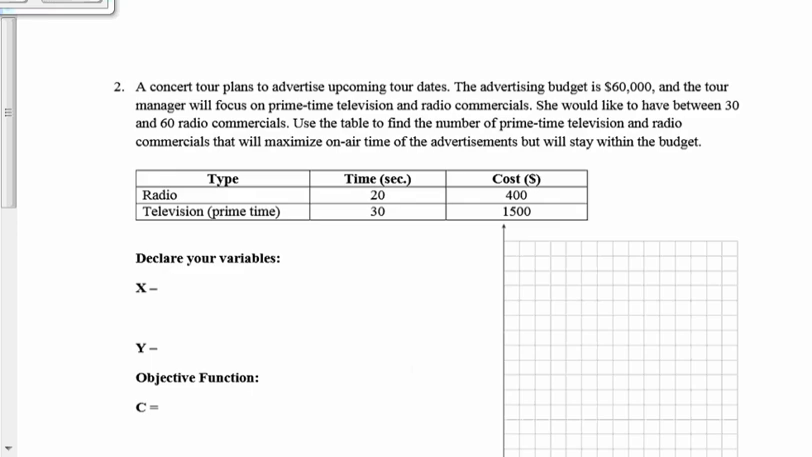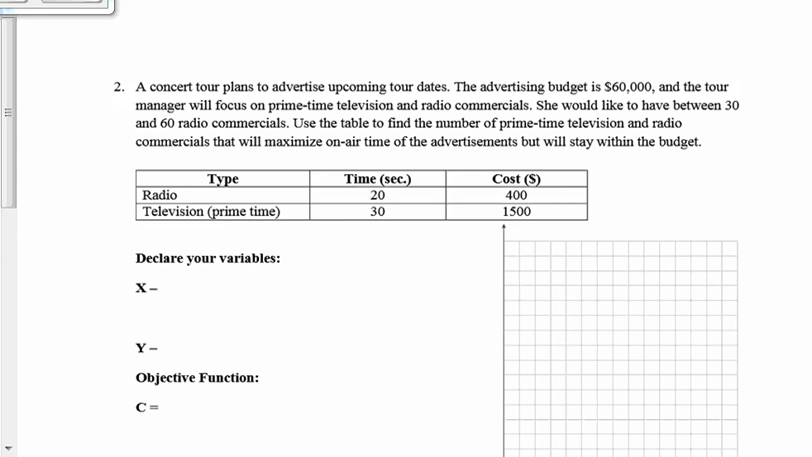It says a concert tour plans to advertise upcoming tour dates. The advertising budget is $60,000, and the tour manager will focus on primetime television and radio commercials. She would like to have between 30 and 60 radio commercials. Use the table to find the number of primetime television and radio commercials that will maximize on-air time of the advertisements, but will stay within the budget.